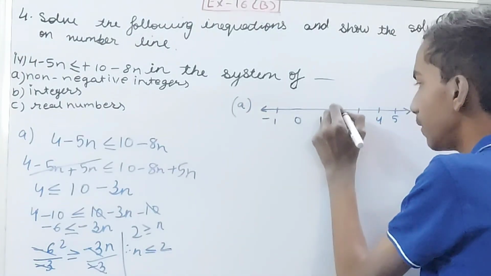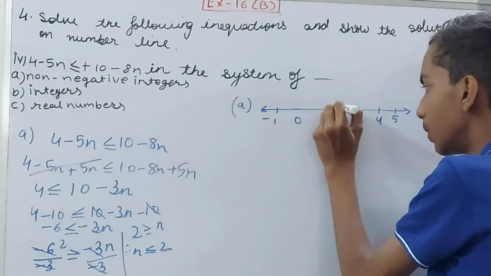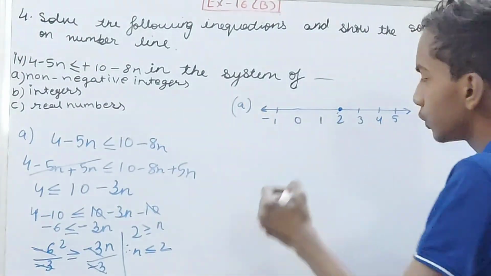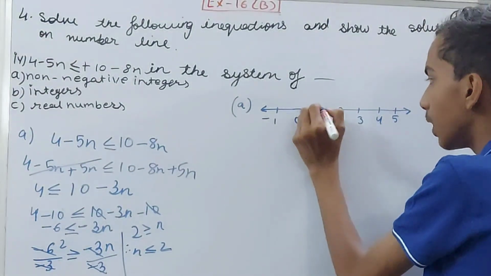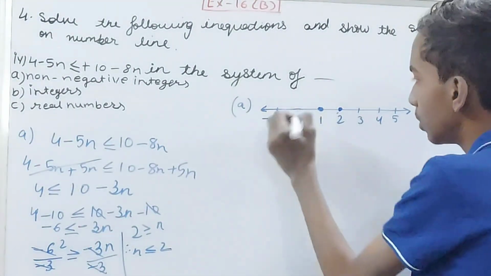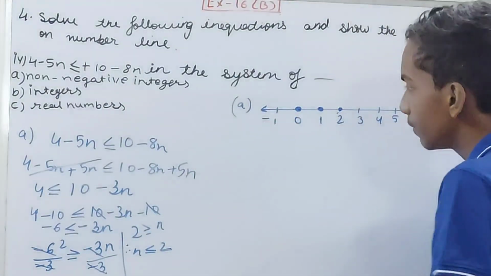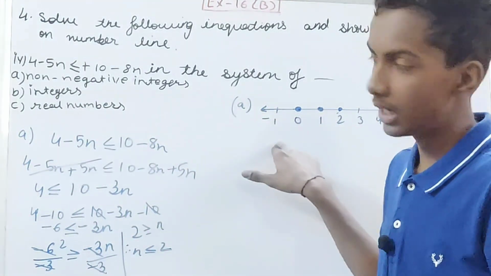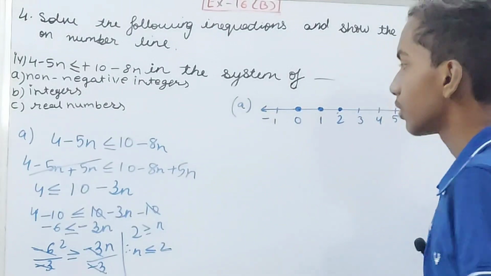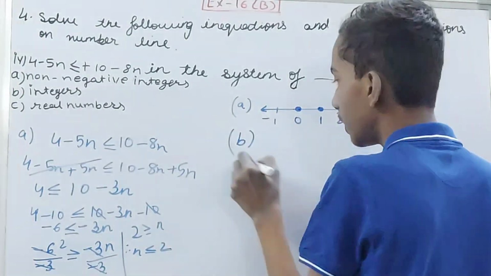So first of all we can take 2 only because it is equal to 2. Then less than 2, so we will have what? 1. Then again we can take 0, right? After 0 we cannot take because it is going to give a negative number. We need non-negatives. So now B is your integers.